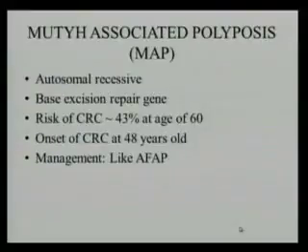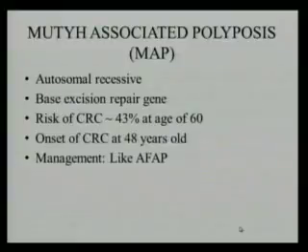What about MAP, or MUTYH-associated polyposis? It's autosomal recessive, one of the few autosomal recessive cases I'm talking about. The injury is mainly to a base excision repair gene, and the risk of colorectal cancer is around 43% at the age of 60.